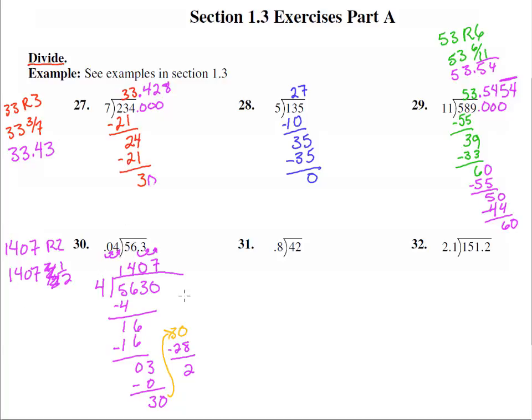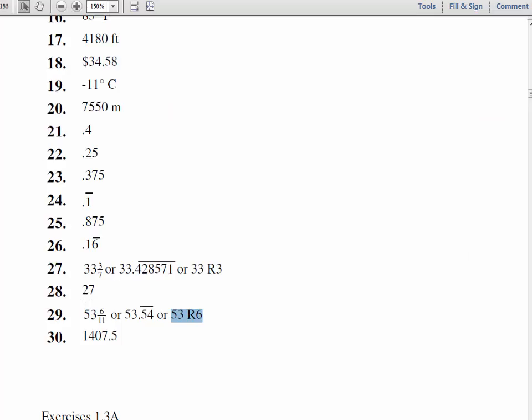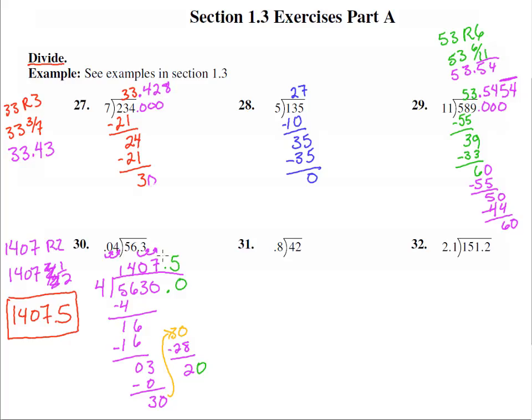So let's keep going on this one with a decimal. Put a 0.0 out there, bring a 0 down. 4 goes into 20 5 times. And yeah, 1/2 is the same as 0.5. So we would write our answer as 1407.5. That's probably the most common way of writing an answer to a problem like this, even though these two are indeed correct. And there we have 1407.5.